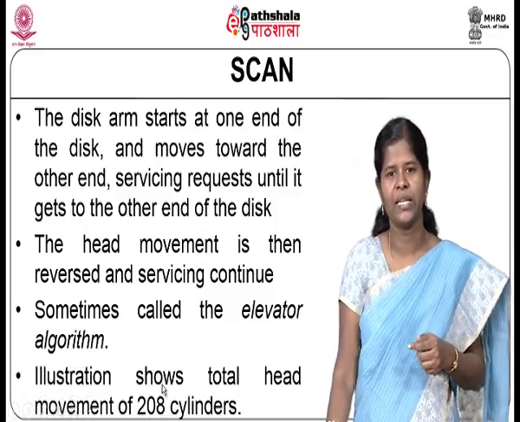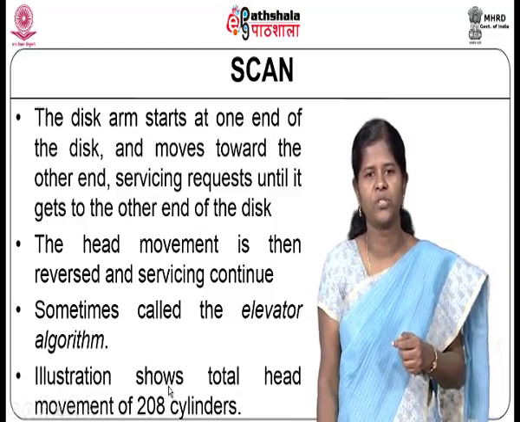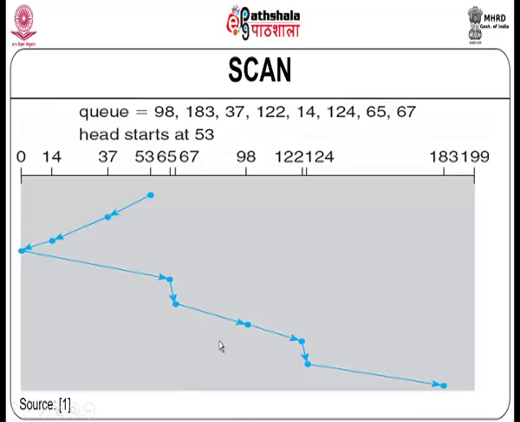Here you can see that the head movement is reduced to 208; we will see that in this example. Initially the head position is 53 and the head is moving towards one end, servicing all the requests. It services 37, then 14, but it still moves to the end of the disc at 0, and then moves backward. While moving backward, it will service 65, 67, 98, and so on.